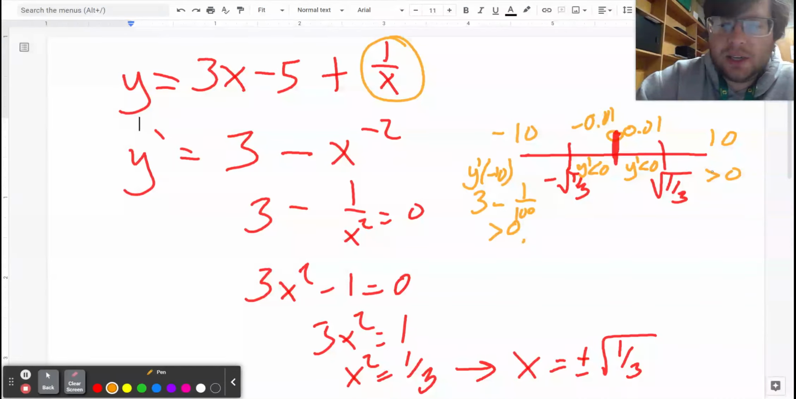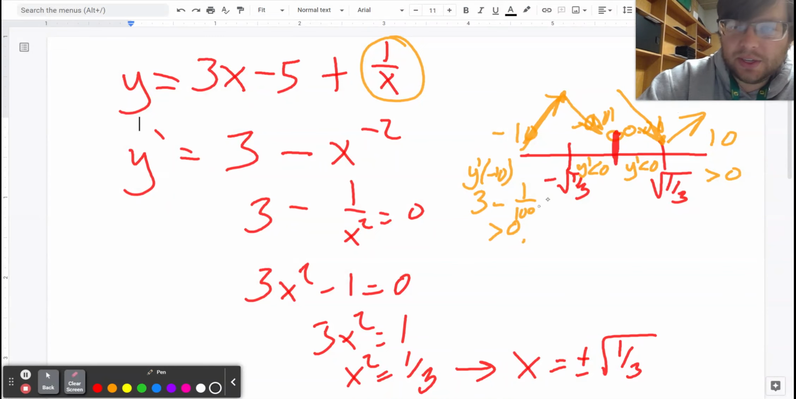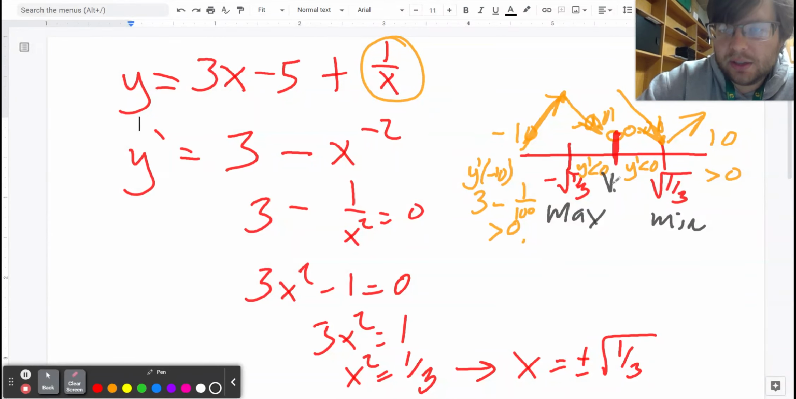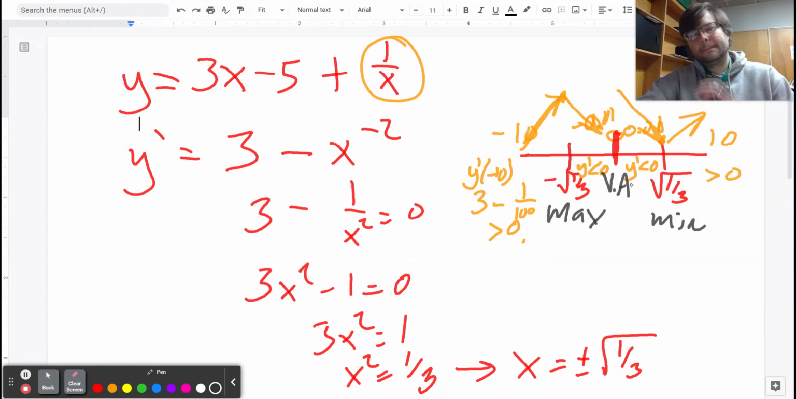So what I found is that my function is increasing, flat, decreasing, discontinuity, decreasing, flat, increasing. So what we found is that this value here is a maximum, this value right here is a minimum, and this value right here is a vertical asymptote. So you can see how using this, you can start to get pretty good sketches of what the graph of the function should look like.